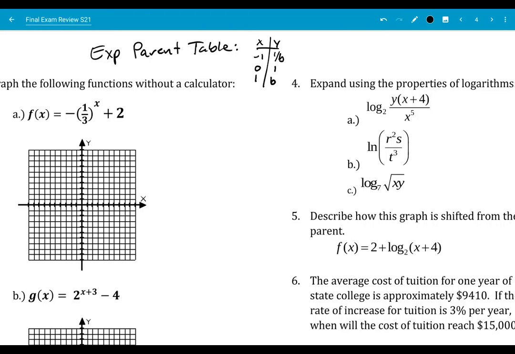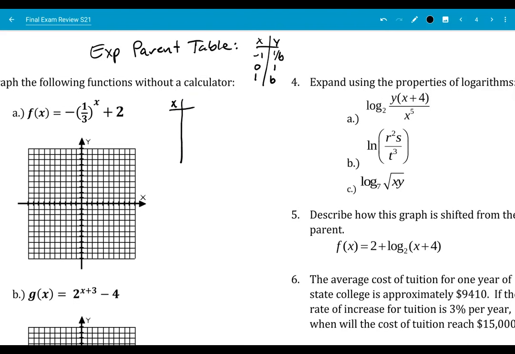So here my base is 1/3. So my parent function table that I'm going to start with is negative 1, 0, 1. So 1 over 1/3 is the same thing as 3, so just the reciprocal of 1/3. Then 1, and then my base, which is 1/3.